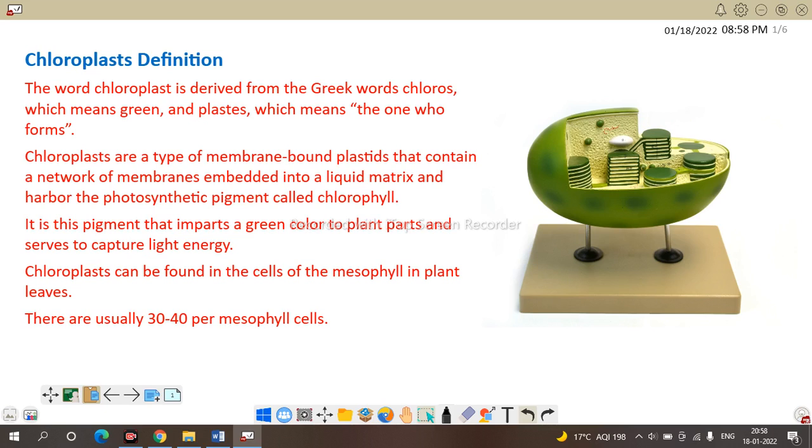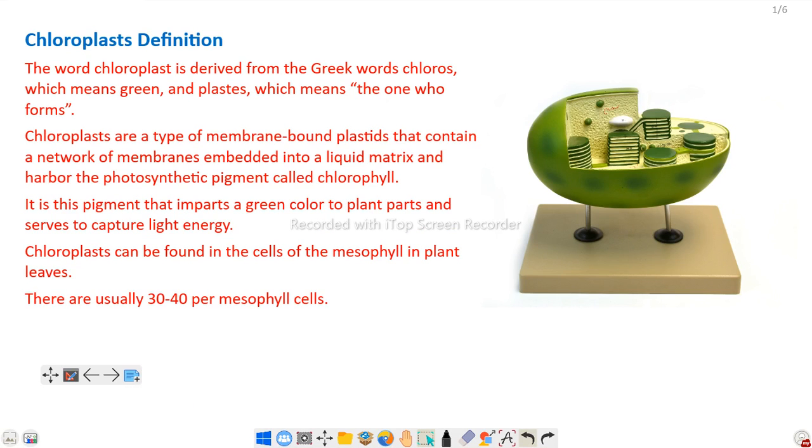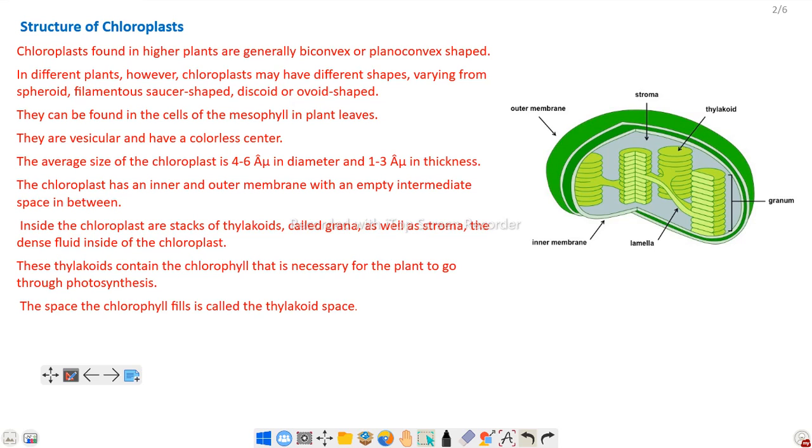Chloroplast can be found in the cells of mesophyll in the plant leaves. There are usually 30 to 40% of mesophyll cells. Next is structure of chloroplast. Chloroplasts found in higher plants are generally biconvex or planoconvex in shape.